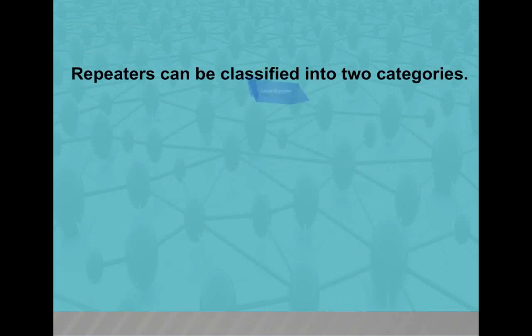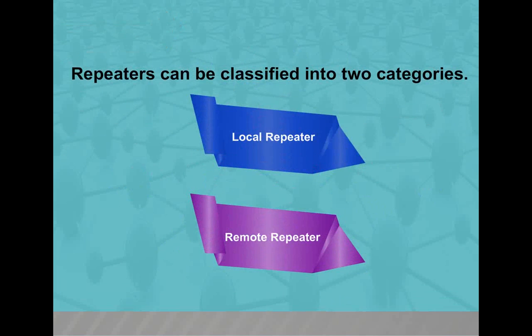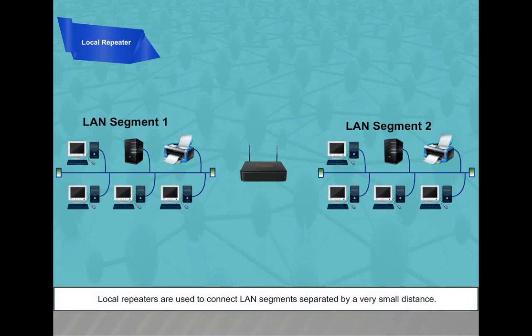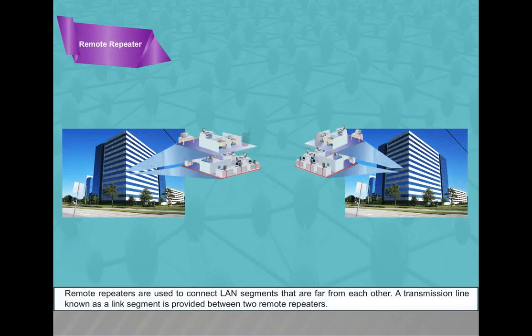Repeaters can be classified into two categories: local repeater, remote repeater. Local repeater. Local repeaters are used to connect LAN segments separated by a very small distance. Remote repeater. Remote repeaters are used to connect LAN segments that are far from each other. A transmission line known as a link segment is provided between two remote repeaters.